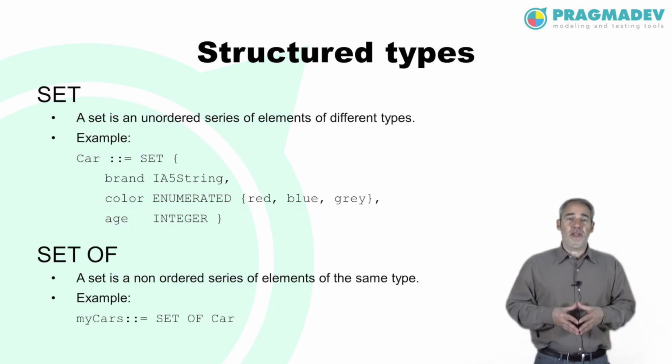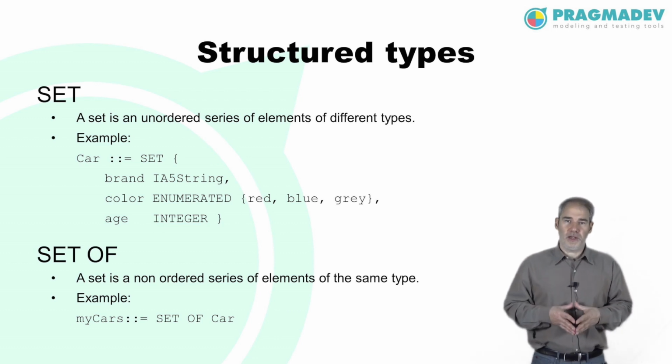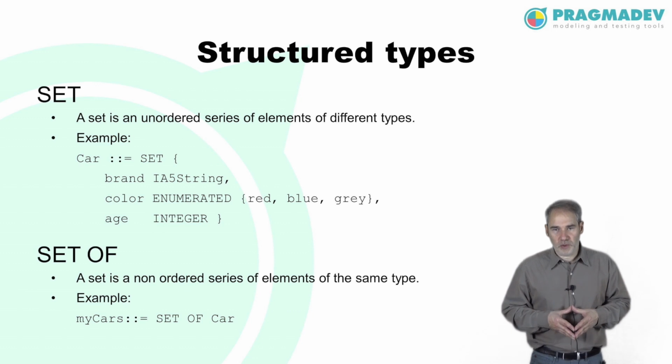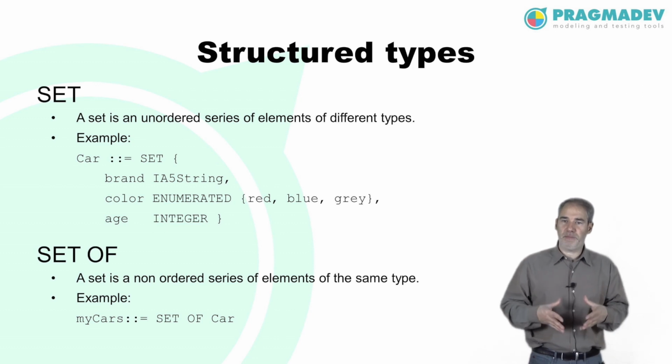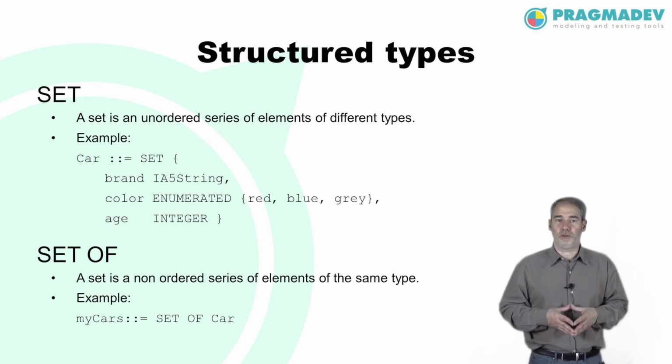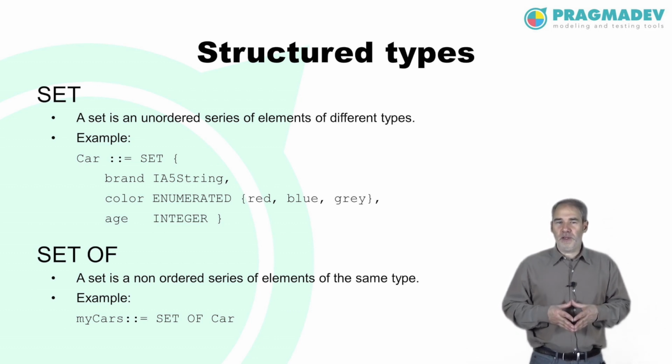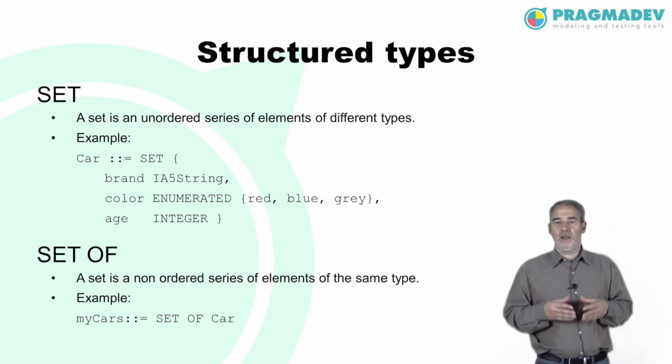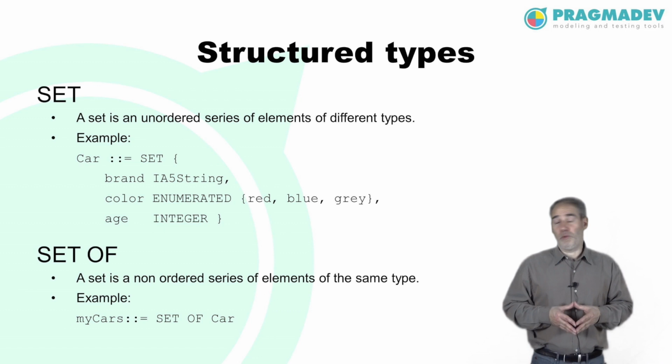The set is an unordered series of different elements, so the declaration and the usage is similar to the sequence type. The main impact will be when it comes to encoding the information. The set of is similar to the sequence of, except that the series is not ordered. In practice, these two types are not used anymore because their unordered aspect does not have much interest. The sequence and sequence of will do the same.